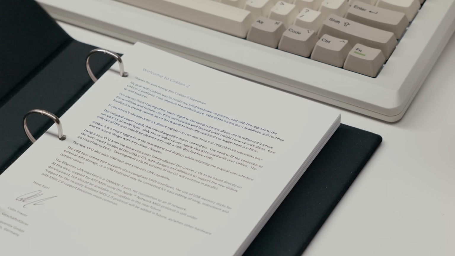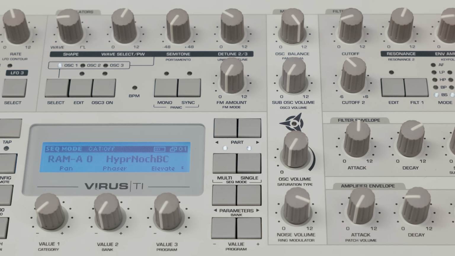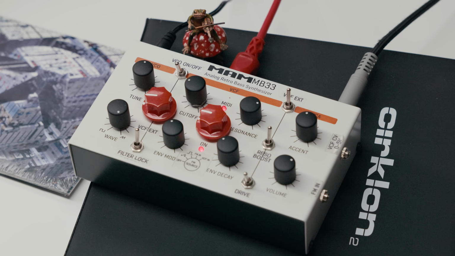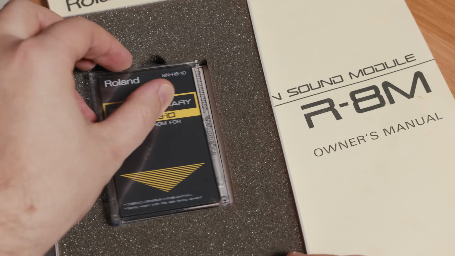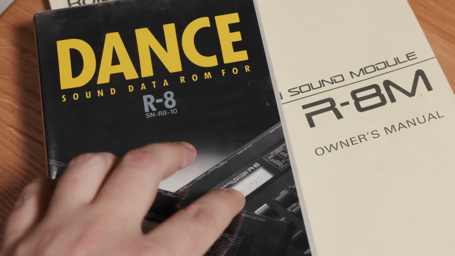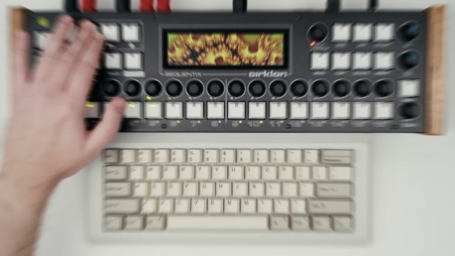We'll also need some sound sources. First of all, Access Virus. It's still one of the best hardware synths for the money. The bass, a cheap German 303 clone, mine is modded for extra crunch. And the drums, a vintage Roland rack mount drum module with a dense expansion card for classic 909 sounds. So let's get started.